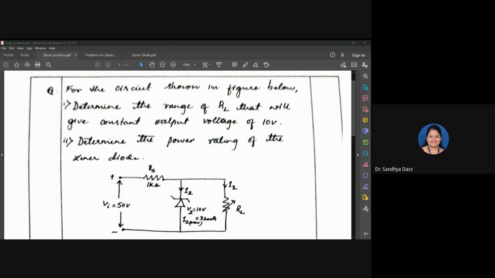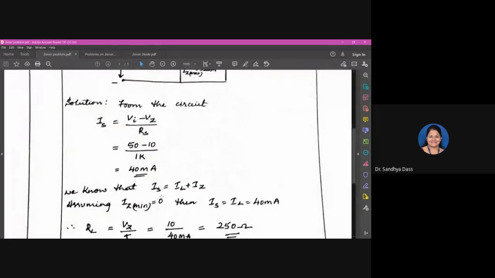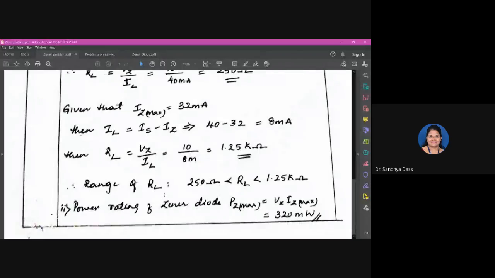Now second stage is we know the maximum Zener current there. It is given as 32 milliamps. So we know IS is 40 milliamps and maximum Zener current is 32 milliamps. So IL will be equal to IS minus IZ. Please follow me. IL will be equal to IS minus IZ, that is 40 minus 32. Let me share that. We are in this stage now.